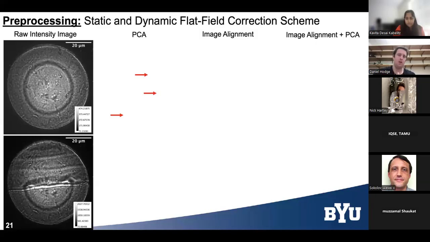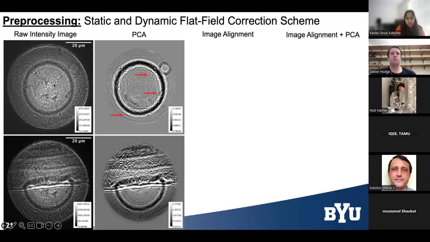And so what PCA produces are these components. These components basically explain the underlying structure of our white fields. And what it does is create this ultimate white field, which we can divide our object images by, right? So we can get a nice clean looking image, right?